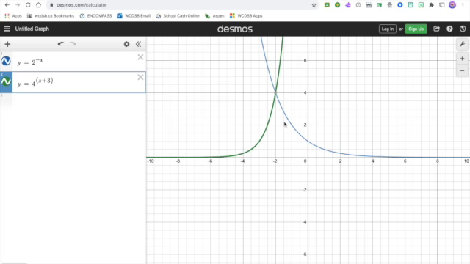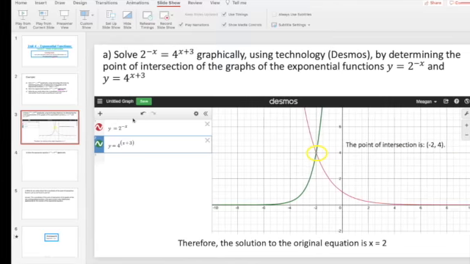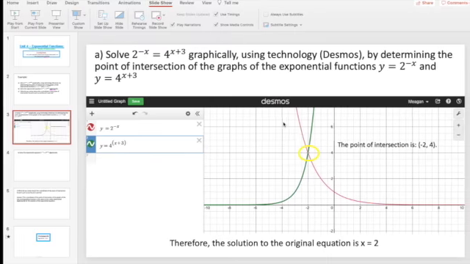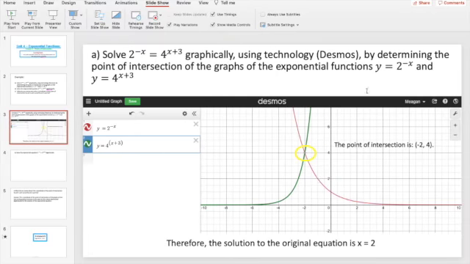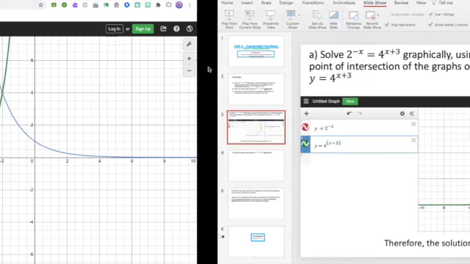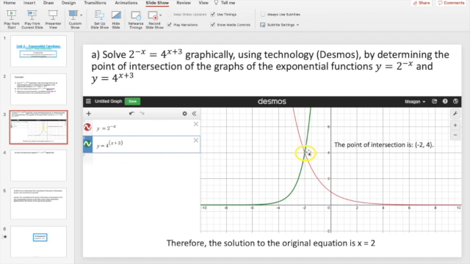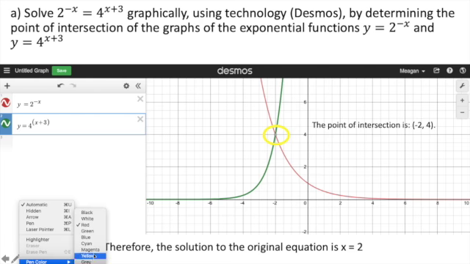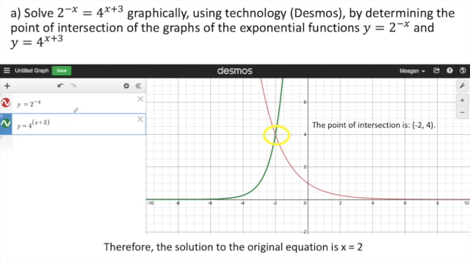Okay, so when you are putting that in your graphing calculator, you'll get something like this. Mine just ended up being 2 different colors, a red one versus a blue one when I did it before. Okay, so when you do that, you can see that there is a point of intersection where those graphs cross each other at negative 2, 4. Okay, so when you do that on your graphing calculator, you would see that there's a point of intersection. So therefore, the solution to the original equation is x equals 2.